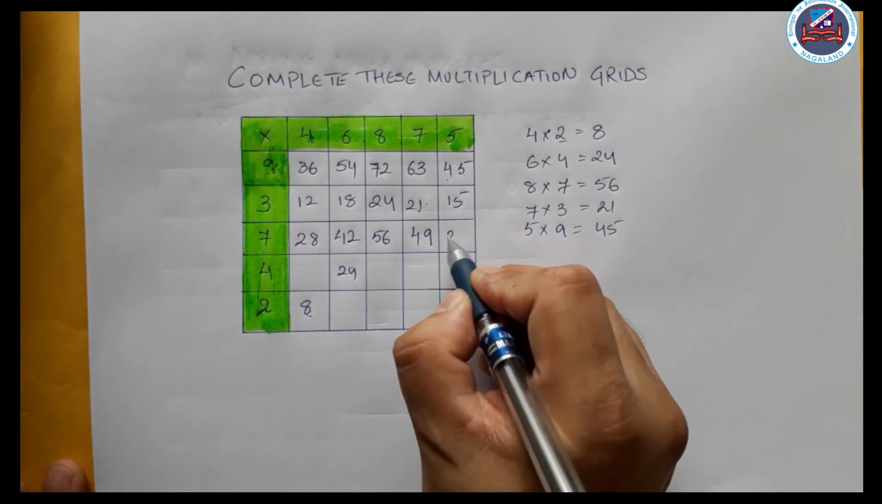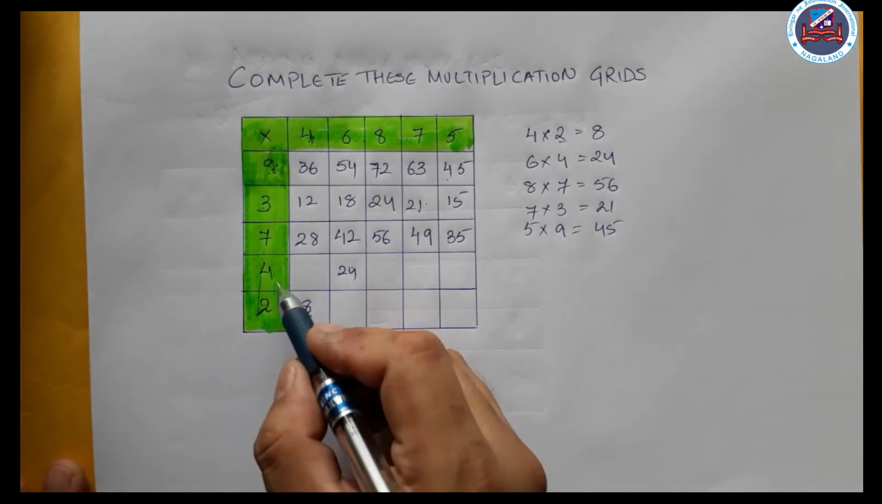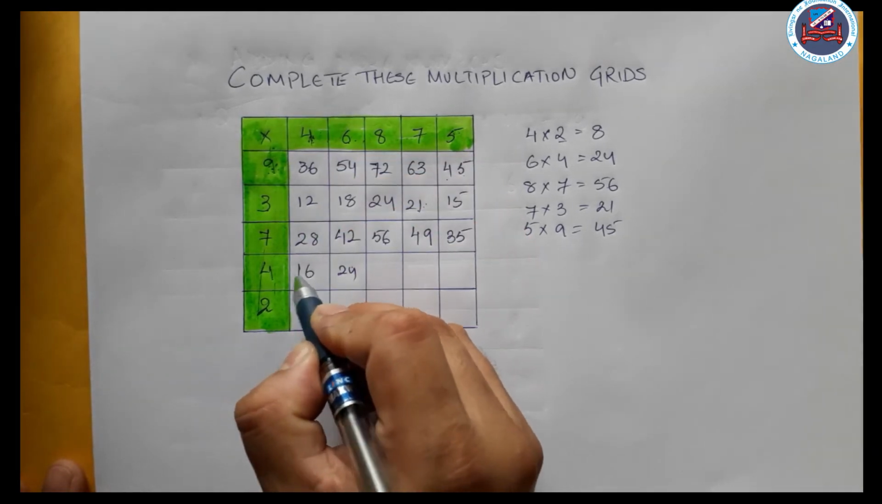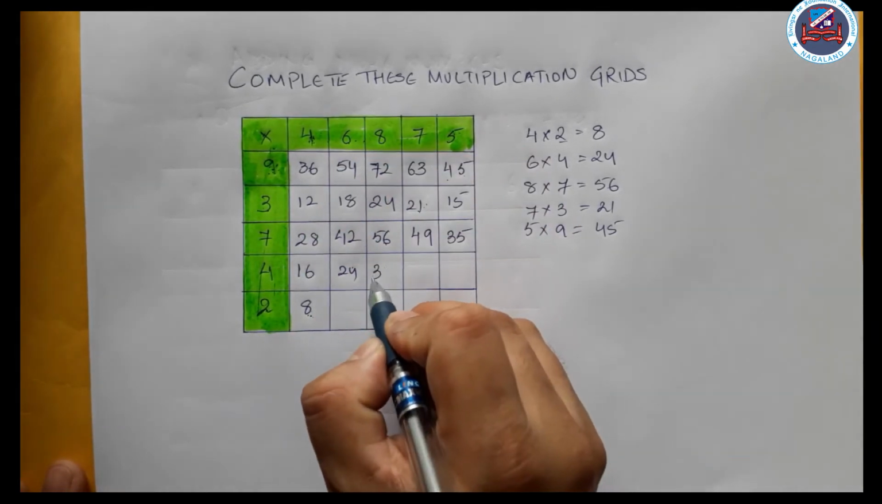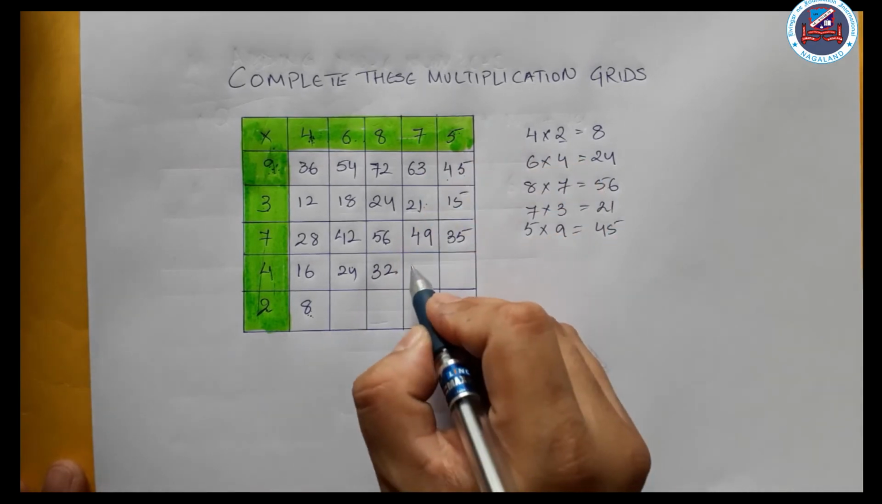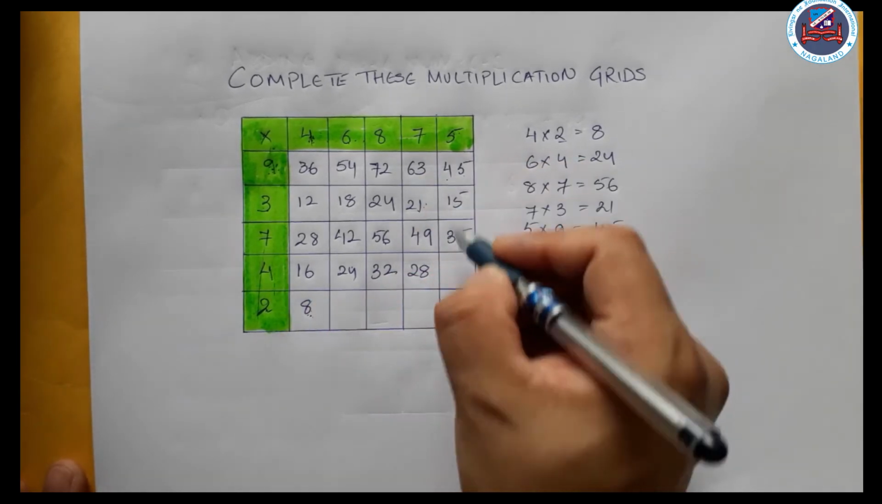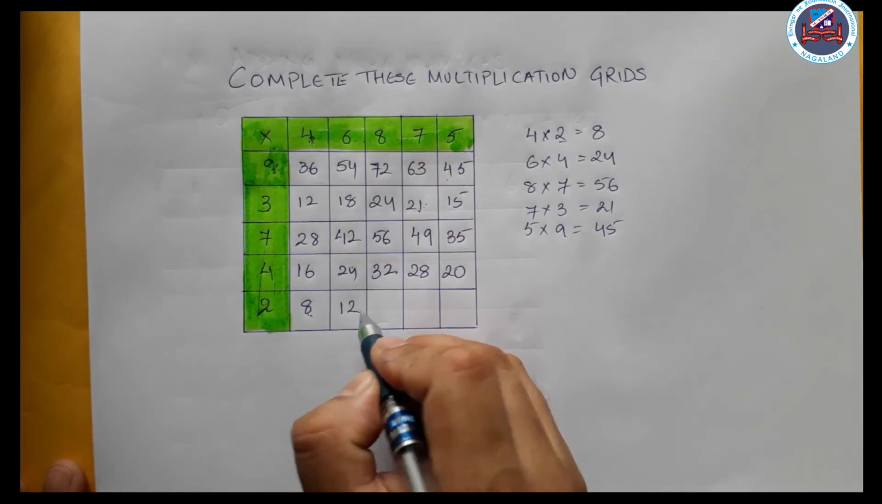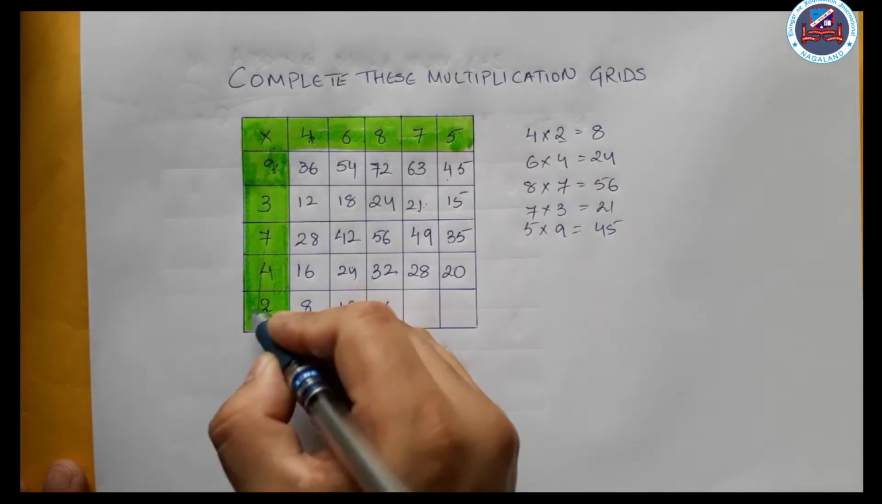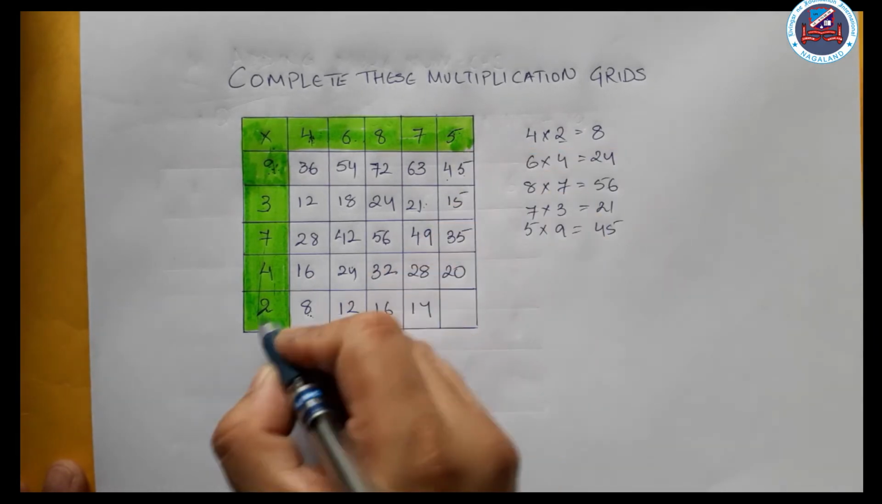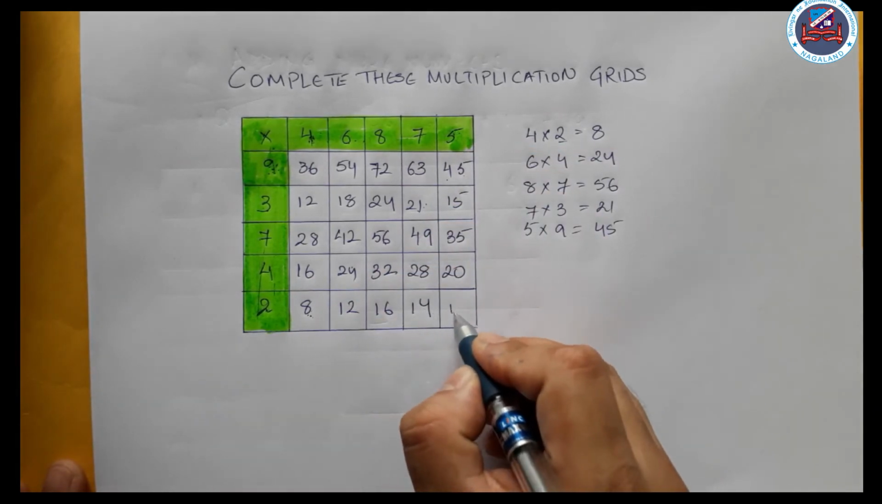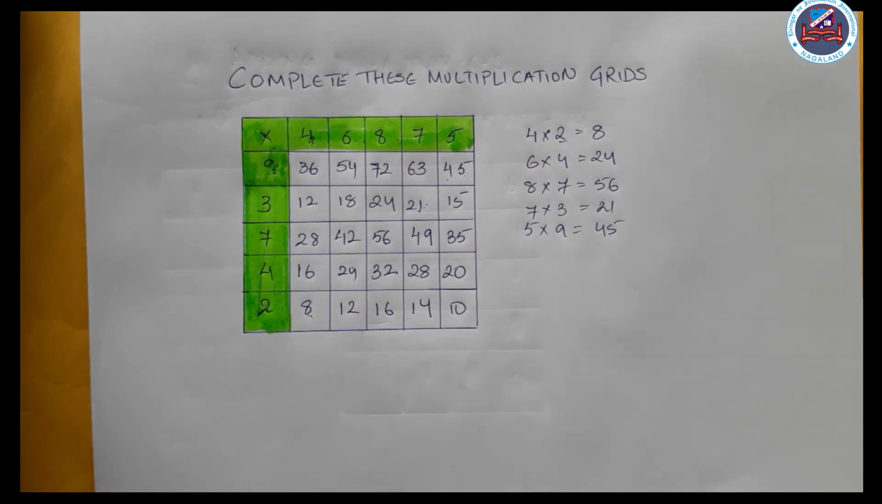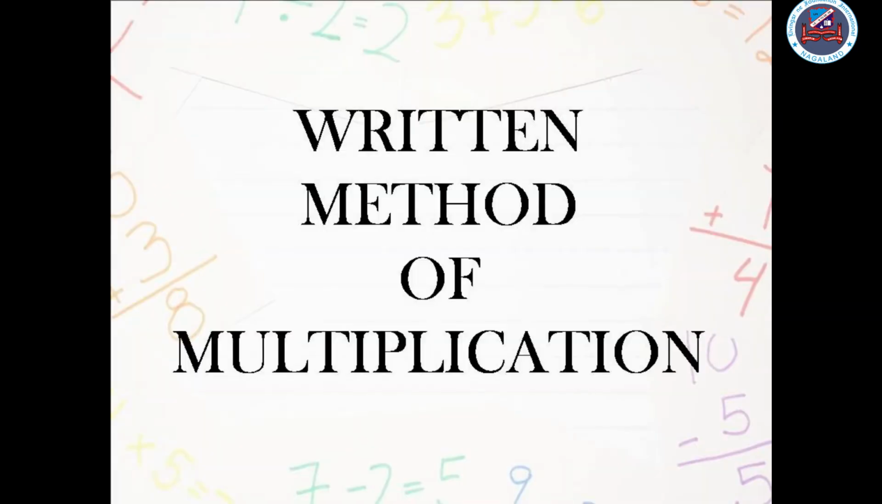7 5s are 35. 4 into 4 is 16. 8 4s are 32. 7 4s are 28. 5 4s are 20. 6 2s are 12. 8 2s are 16. 7 2s are 14 and 5 2s are 10. So there you have it. The grid is complete.